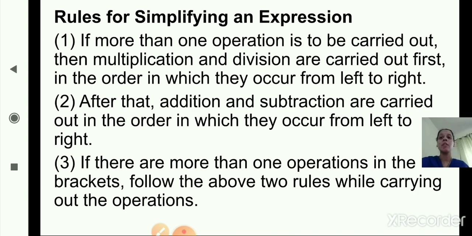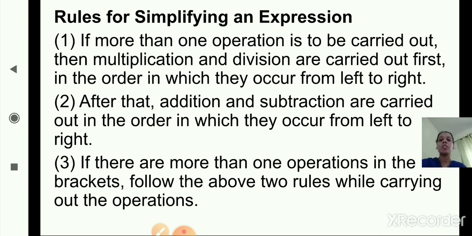Now rules for simplifying an expression. How to simplify an expression? There are a few rules to simplify an expression that we will read out first. First is, if more than one operation is to be carried out, then multiplication and division are carried out first in the order in which they occur from left to right. From left to right we will see the order of the operations and carry out multiplication and division first.